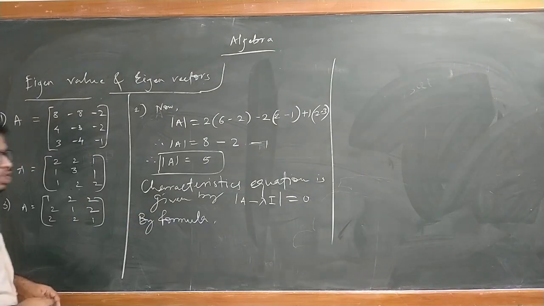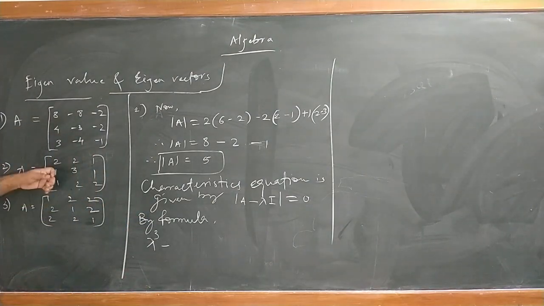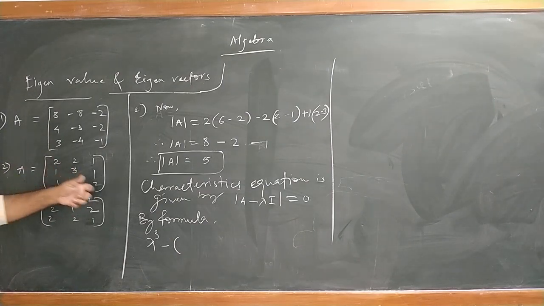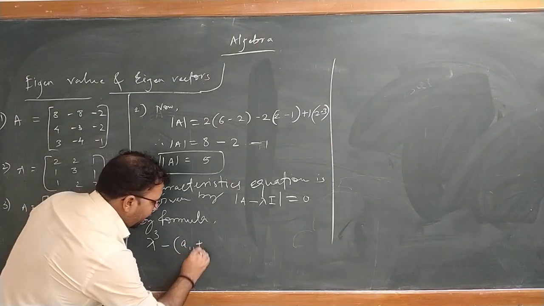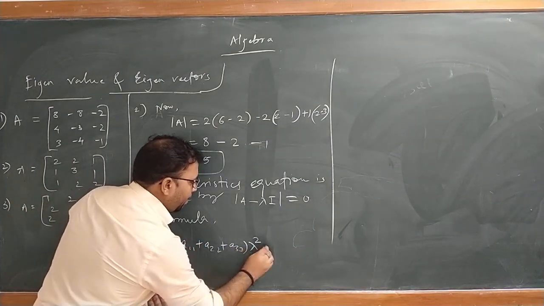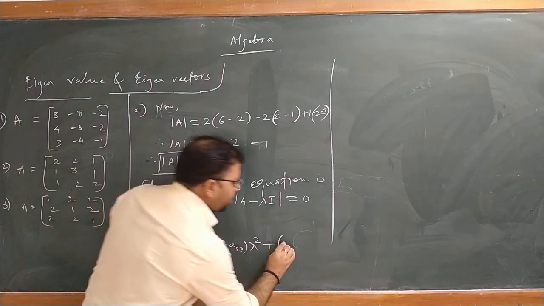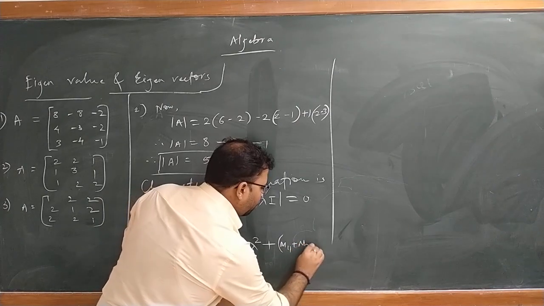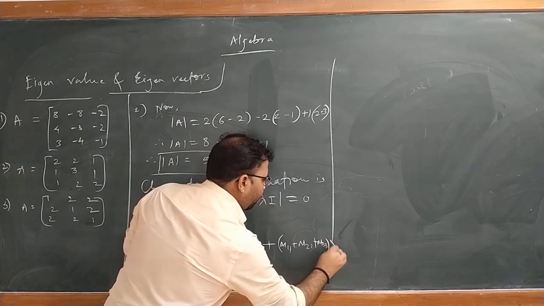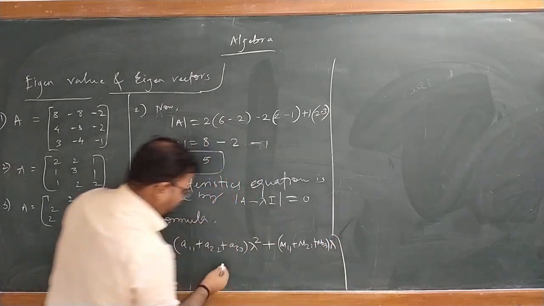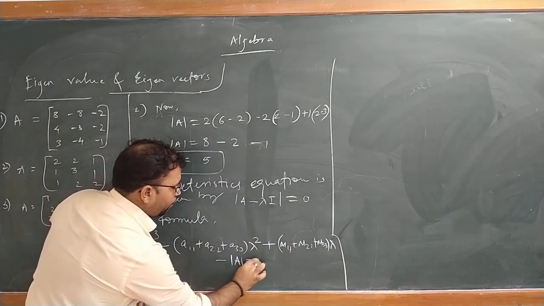So what is my formula? Since it's a 3 by 3 matrix, the characteristic equation is given by lambda cube minus (sum of principal diagonal elements) lambda square, plus (sum of the minors of the principal diagonal elements) lambda, minus determinant of A, equal to 0. The sum of the principal diagonal elements is the addition of all three. The sum of the minors is M11 plus M22 plus M33. Remember this.